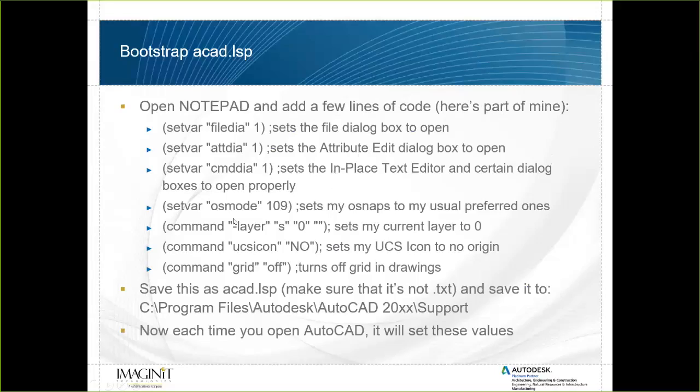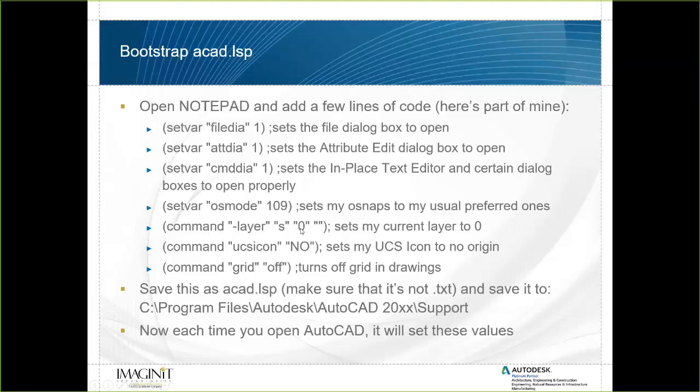Here's one of my favorites, OSMODE 109. This sets my OSNAPs to my preferred set of OSNAPs. My preferred set is always endpoint, center, node, insertion, intersection. That's what the OSMODE code 109 is. If you have a particular set that you like, type in OSMODE and it will return a number and tell you what your preferred set is. And then I have a couple of commands in here. So anytime I open up AutoCAD, my Bootstrap sets my layer current to 0.